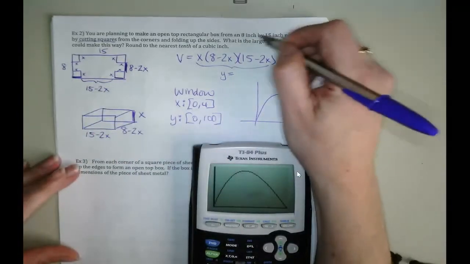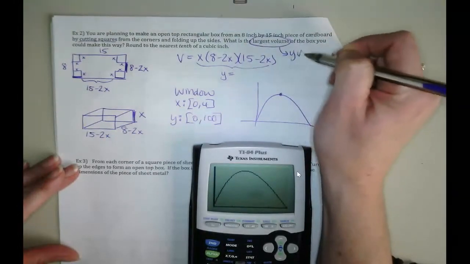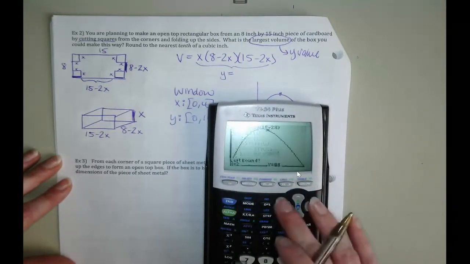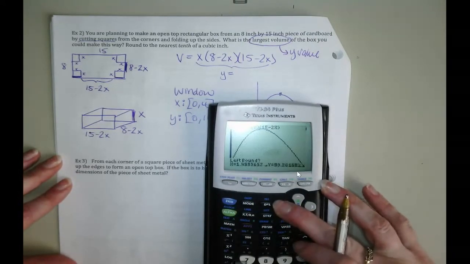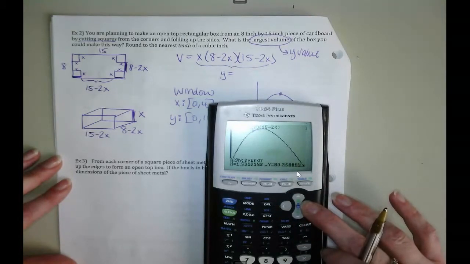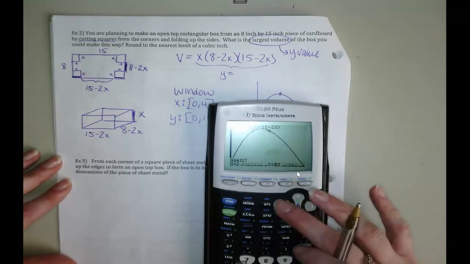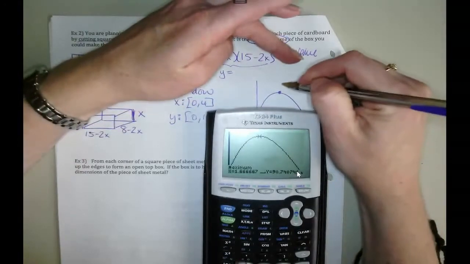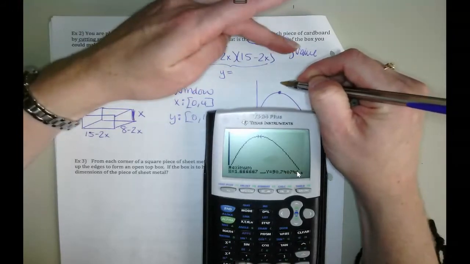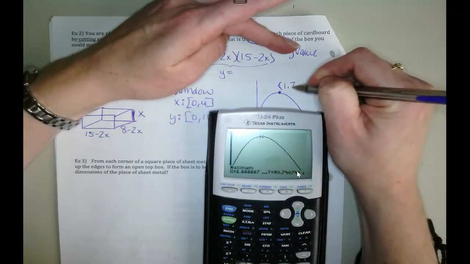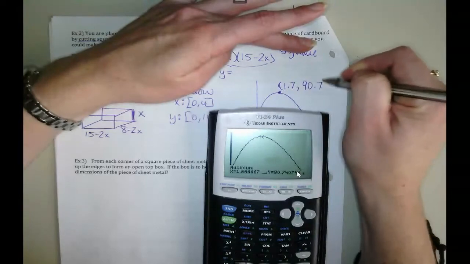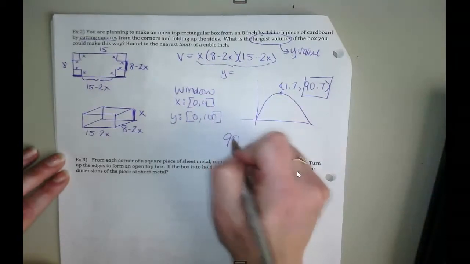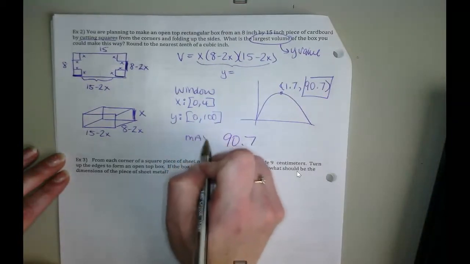So all they want this time is the volume, which remember is a y value. So let's find out. Second trace maximum, blinky spider on the left, blinky spider on the right, blinky spider in the middle, and hit enter a third time. I'm going to write down the whole thing. So round to the nearest tenth is 1 decimal place. So 1.7 comma 90.7. And so my answer for this problem would just be the y value. So 90.7 would be the maximum volume.